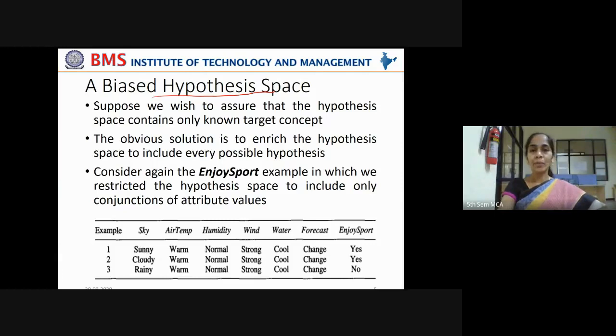Okay. Now suppose we wish to assure that the hypothesis space contains only known target concepts. In the textbook, it is given in a different way. I think you will not understand that line, so replace that line with this. I made it somewhat easier. And for this particular concept, all of you can go through the slides and take the notes. This will be enough, whatever I have given in the slides.